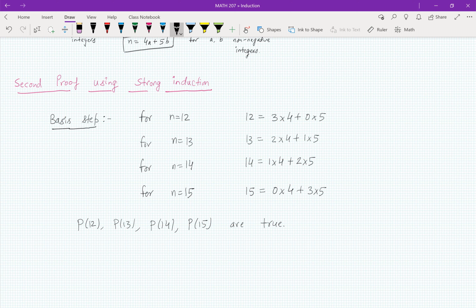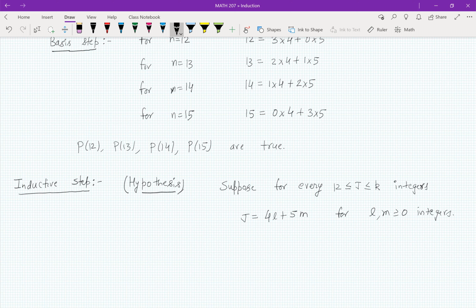For n is equal to 14, 14 can be written as 1 times 4 plus 2 times 5. And similarly, 15 can be written as 0 times 4 plus 3 times 5. So my statement for n is equal to 12, 13, 14 and 15 becomes true. So this is an example of a strong induction where we're going to generalize the concept. We are going to have more than one base case in my basis step. So right now we have 4 base cases in this example, and I will explain later why we choose these 4 base cases.